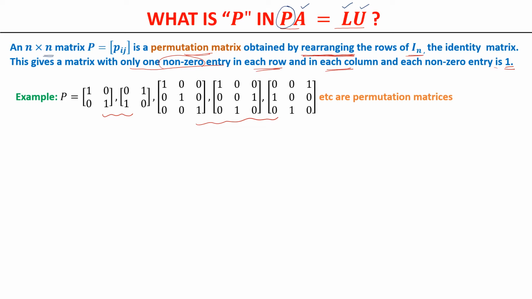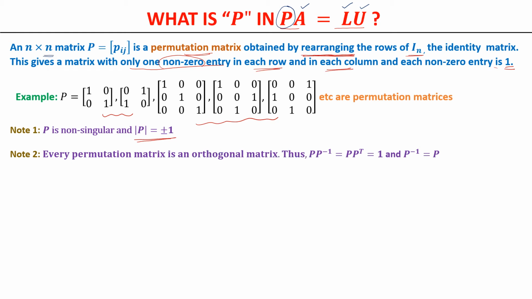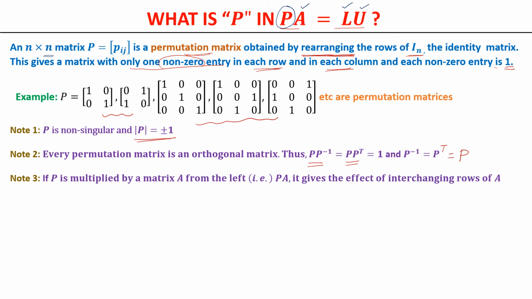Now, some special properties of a permutation matrix: it is a non-singular matrix, and the determinant is always plus or minus 1. And every permutation matrix P is an orthogonal matrix. So that means P inverse and P transpose are the same. P inverse is equal to P transpose. That's a very important property.